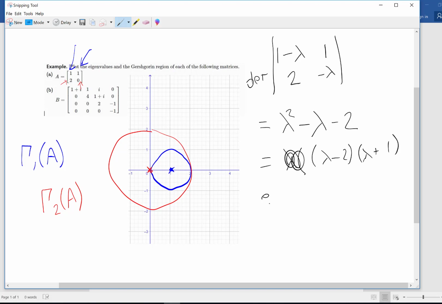And so that tells me that the eigenvalues, which I haven't plotted yet, but I'm supposed to, are positive 2 and negative 1. And notice positive 2 is right here on the boundary of the two disks, and negative 1 is in the red disk. What the theorem says is that the two eigenvalues will be in the union of these disks. In this case, the blue disk is totally inside the red disk. So basically what I know from the theorem is that the eigenvalues have to be somewhere in this red disk. And it turns out that this is where they are.